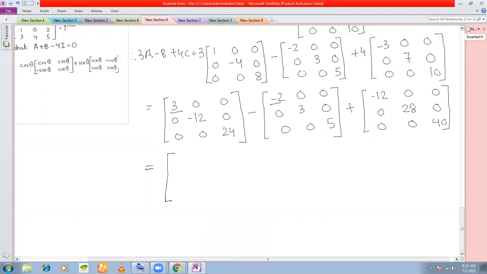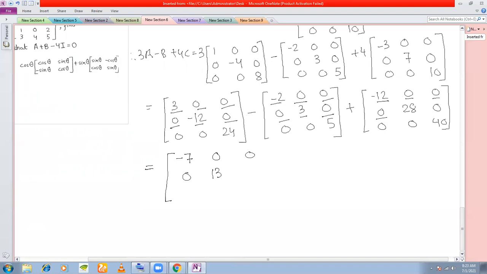You get 3 minus minus of minus 2 means plus 2, right? And you have minus 12. So how much do you get? 5 minus 12 is minus 7. Next you have 0, 0, 0. Addition will give you a 0. 0, 0, 0 will again give you a 0. Again you have 0, 0, 0 will give you a 0. Now you have a minus 12 here. Minus 12, minus 3. Minus 12 minus 3 is minus 15. Plus 28 will give you a plus 13.